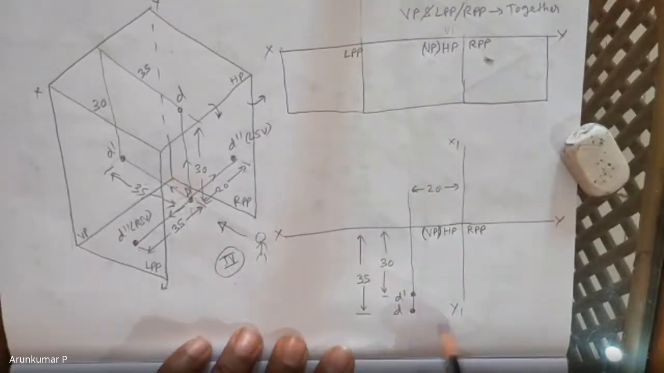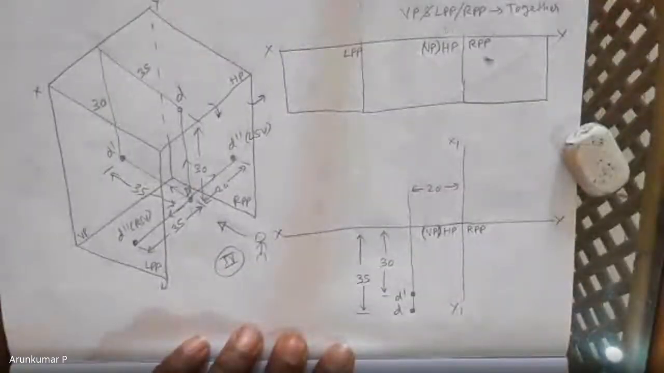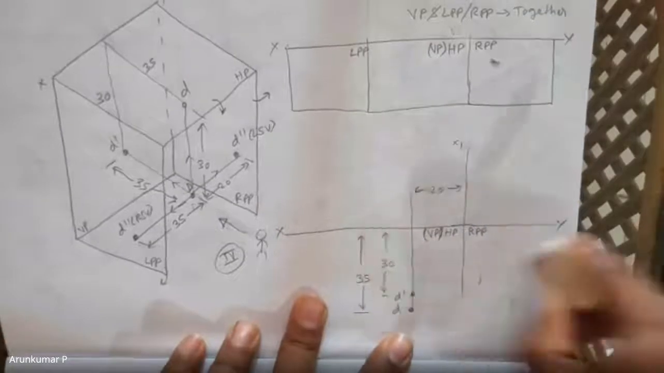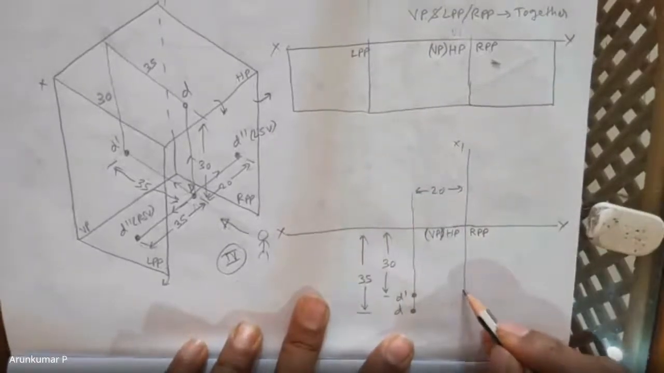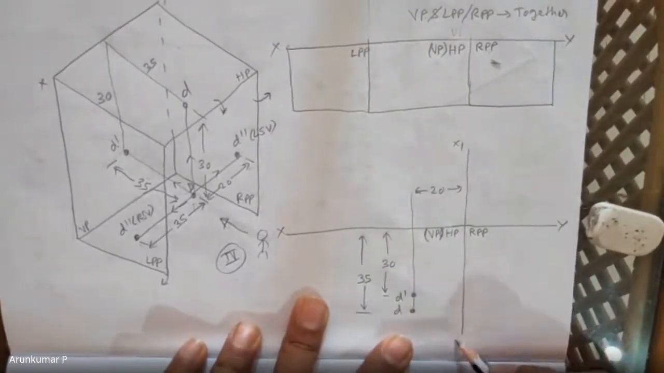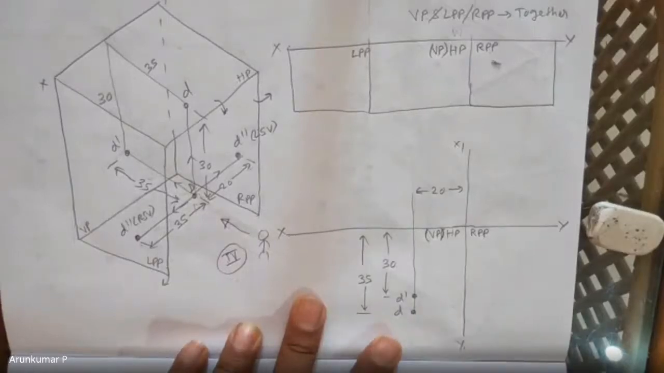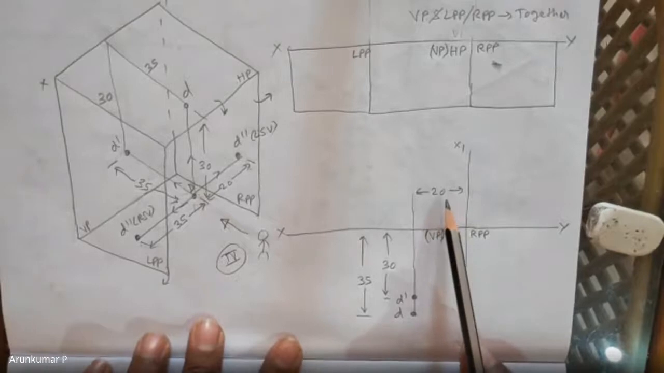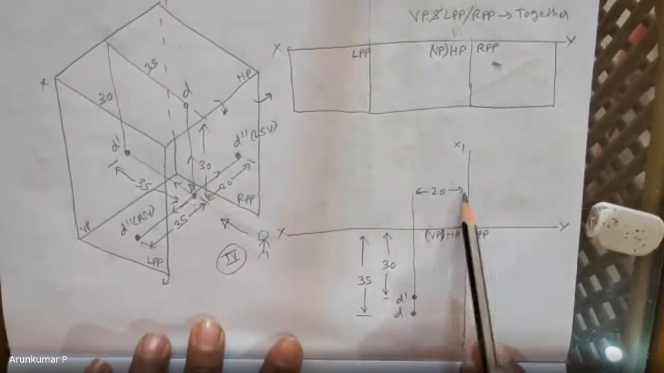So please note, this is a front view, this is a top view, in the fourth quadrant. This is a regular problem; I think in the last class also we had seen such type of problems. So absolutely no change. The important thing is, at what distance are you getting it? You are getting it at a distance of 20 mm from RPP. This is important.